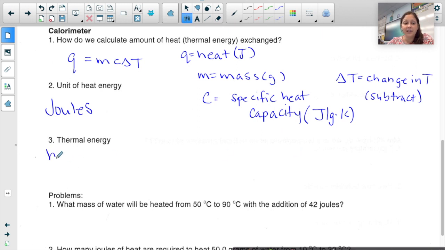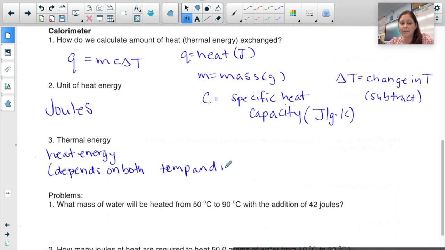Thermal energy is the same thing as heat energy, and it depends on both the temperature and the mass. So the more massive something is, the more grams it has. If it's at the same temperature, more grams means more heat energy.